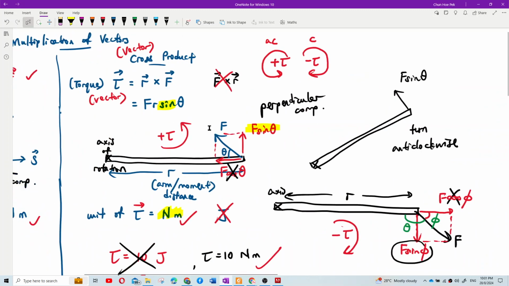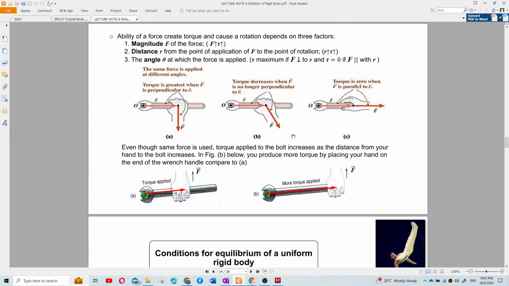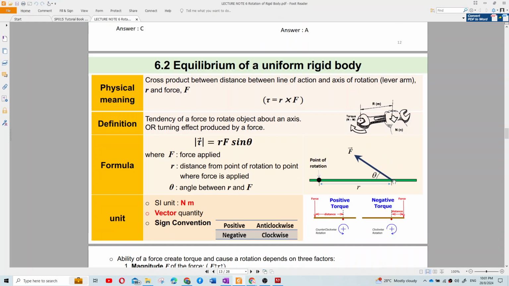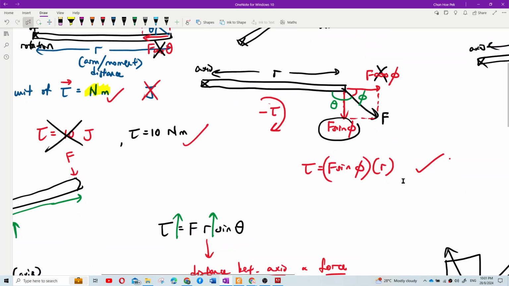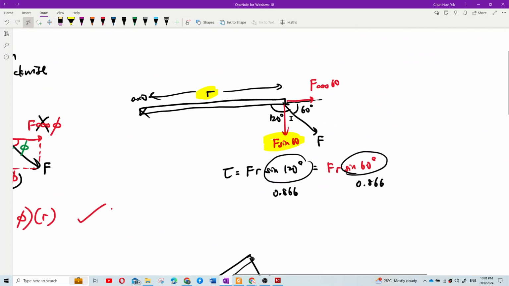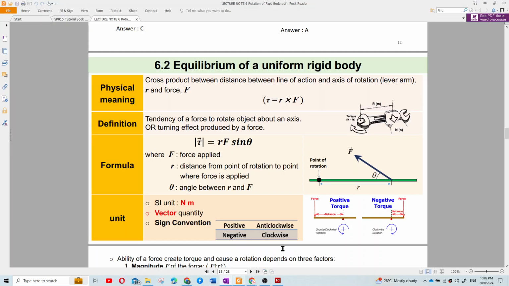Remember, the theta here is the angle between F and R. Actually the theta is 120. But you can also use 60 degree, you get the same answer. Theta is the angle between F and R. So actually it's F R sin 120, but I don't like to use the big angle, so I use the small angle. You get the same answer also. Okay, so theta is the angle between F and R.